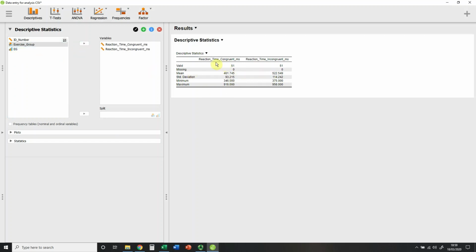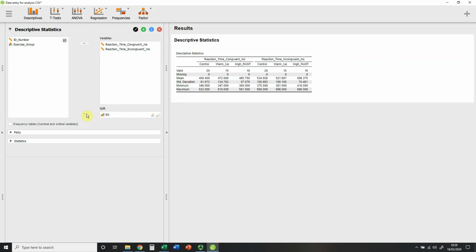Now, I would want to check the reaction times for their distribution for all three of the exercise groups. As soon as I add this split in here, you can see how the table changes again. By default, we get a mean, standard deviations, and minimums and maximums, which is useful in terms of understanding our descriptive statistics.